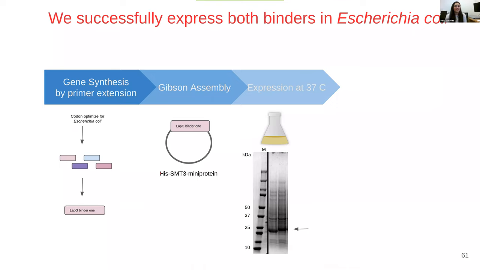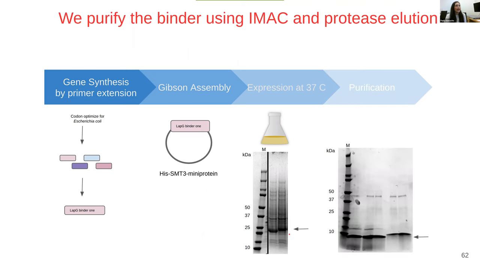After that, I expressed them at 37. I also didn't know the best way to go about the expression. I was just trying protocols, but we went with 37 and they worked. This is an expression gel from the actual culture. Clone one is right here. Clone two is right here. They were expressing, so that was really exciting. And then we used IMAC and protease solution to get the designs, and as you can see, they're right here. I have triplicates because I just wanted to double check that I was seeing the right thing. This is clone one. This is the full construct, right? The His-SUMO mini protein. This is after the protease solution. So I was really excited. We were able to express them and purify them as well.